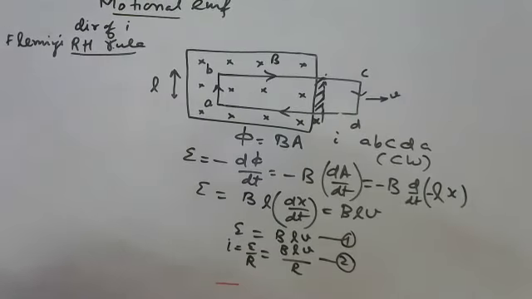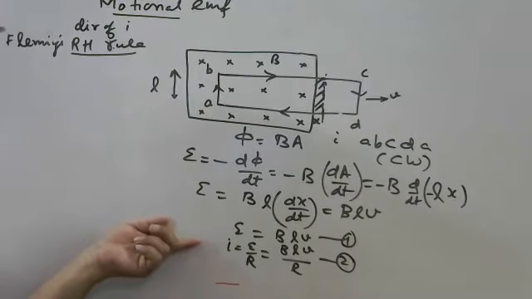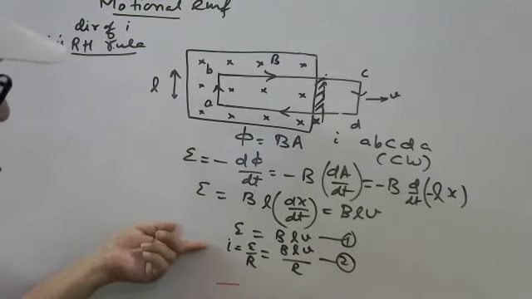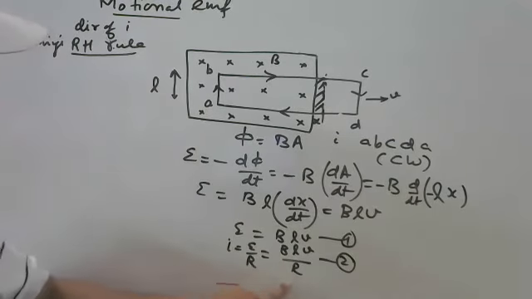Just say equation 1 and equation 2, what is the net final formula coming here of induced EMF: E equals BLV. And what is the induced current? E by R, where R is the resistance of the coil, so BLV divided by R. It is called motional EMF, and accordingly the current is there.